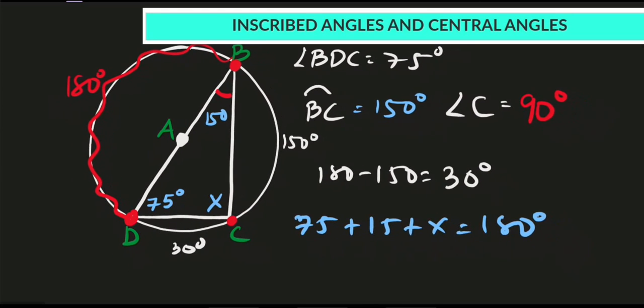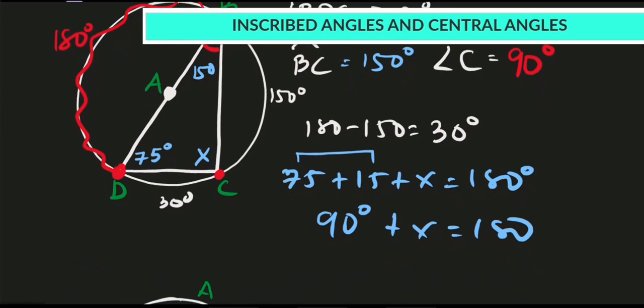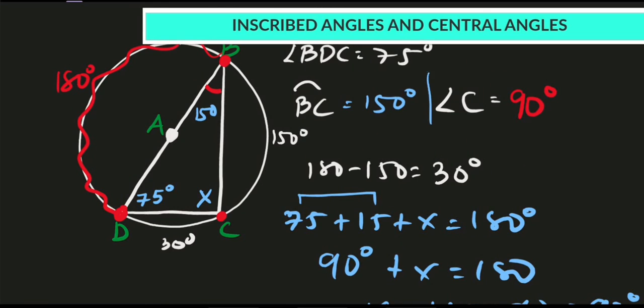By simplifying this one, again, combine like terms: 75 plus 15 is equal to 90 degrees, plus x is equal to 180. Isolate the value of x, so x equals 180 minus 90. Therefore the value of x is simply equal to 90 degrees, and that is our answer. Angle C is equal to 90 degrees.